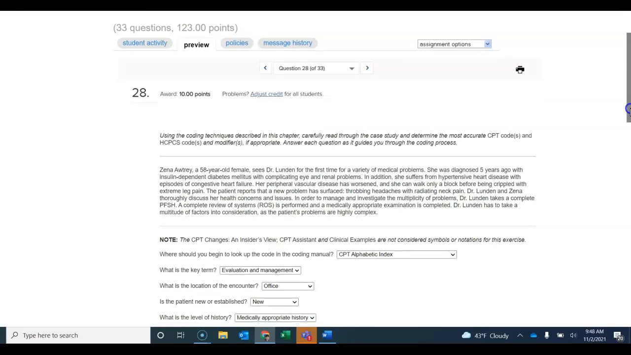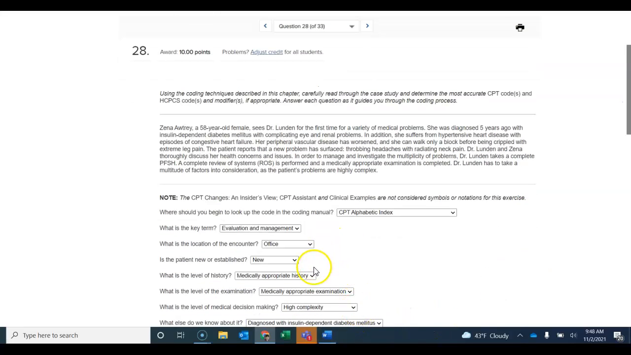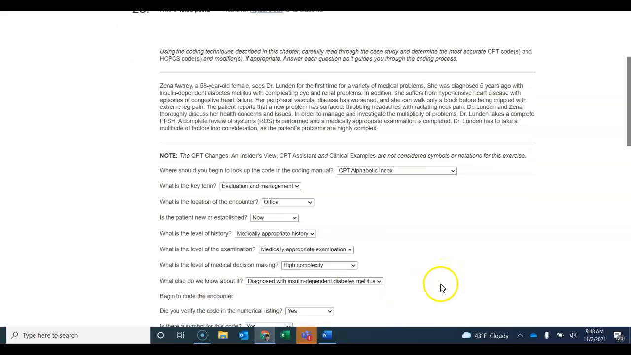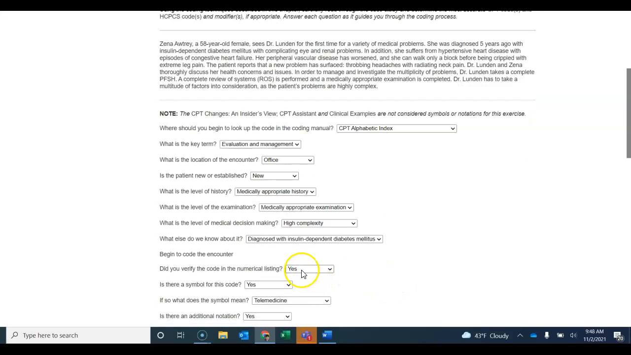We know they're new. And so your options are only going to be a medically appropriate history, medically appropriate exam. Decision making, we said it's high complexity, okay? We know that they have diabetes, plus a lot of other things, okay? So we did verify it. Is there a symbol? So we need to flip to page 19, which is the actual code description of 99205.